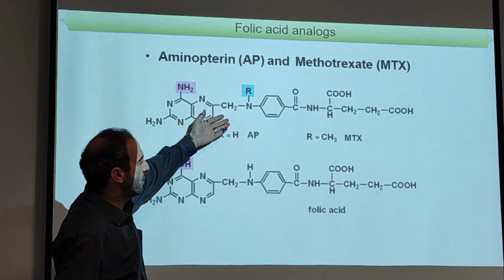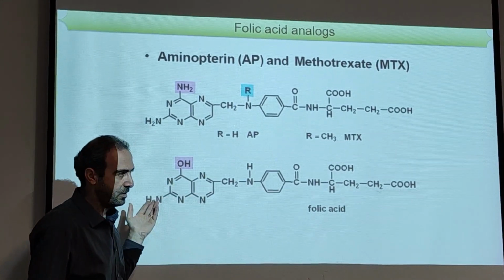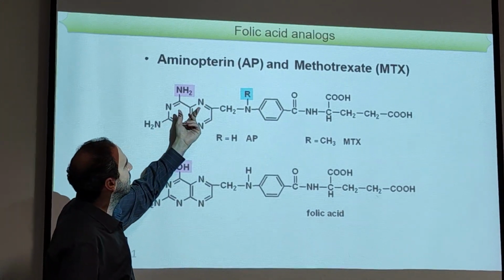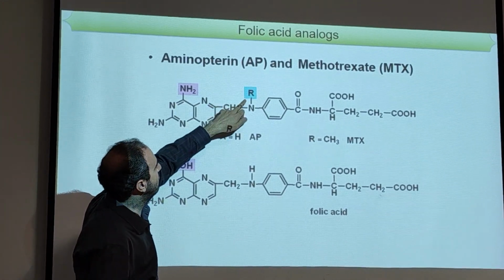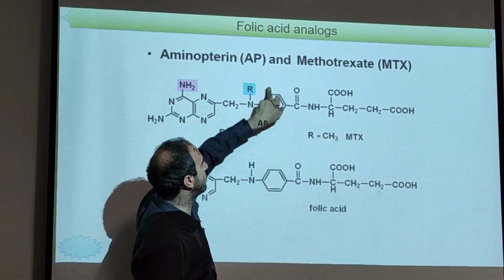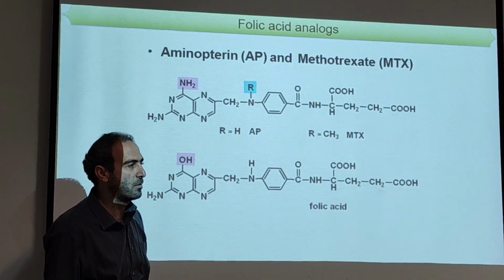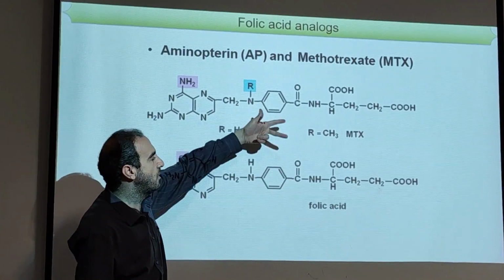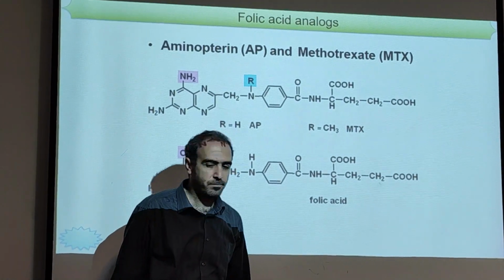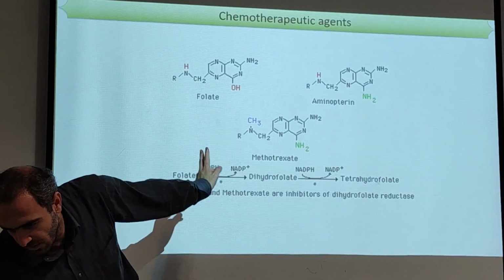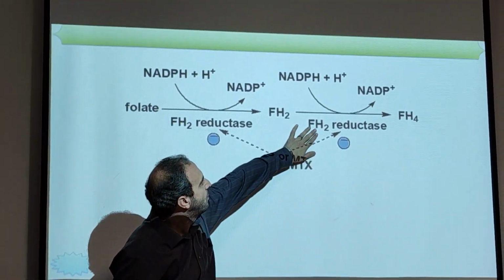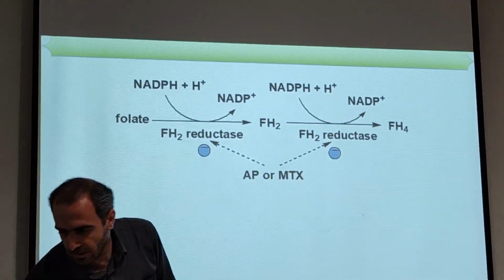Related to methotrexate, this is the folic acid structure, and this is methotrexate. Just instead of this H group in folic acid, we have a methyl group in methotrexate. By adding a methyl group here, it becomes an anti-cancer drug. And again, it's their structure, and methotrexate inhibits dihydrofolate reductase.